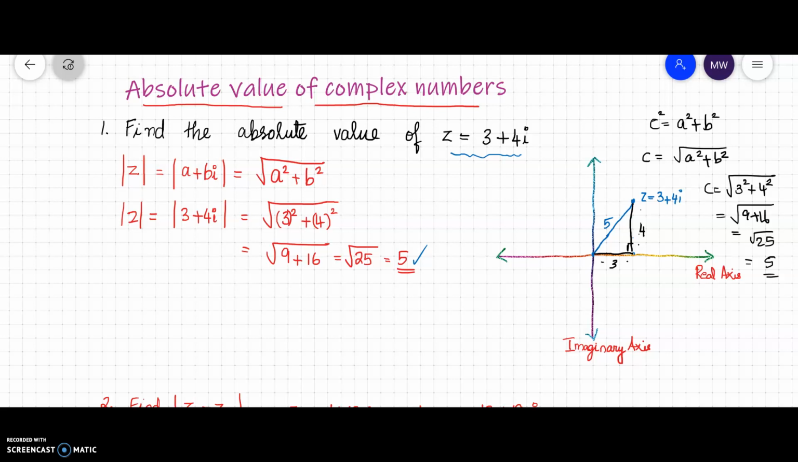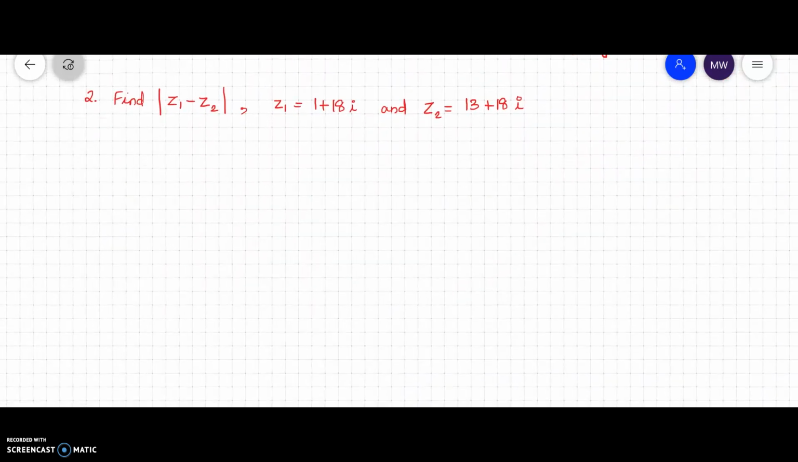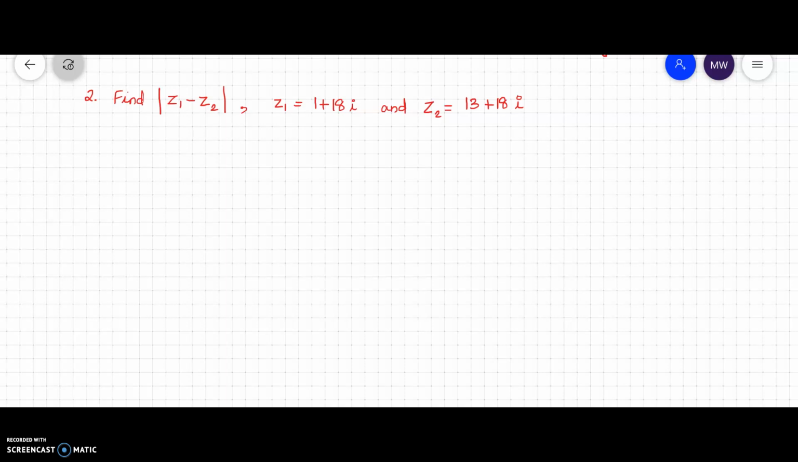But if you just want to do the absolute value of complex numbers, you just apply this formula right here and you get your answer. So let's try one more question. Here it says find the absolute value of z1 minus z2, where z1 and z2 are these complex numbers. If you want to find the absolute value, first you find what's inside it. You find what z1 minus z2 is first.